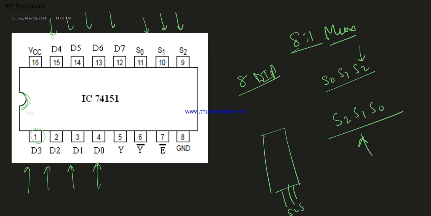This is S2, S1, S0, and there are 8 inputs from E0 to E7, and output Y, and another output Y bar, and another input known as enable bar. If this pin is active low, then 74151 is activated. Otherwise, if enable is logic high, then this IC is deactivated.